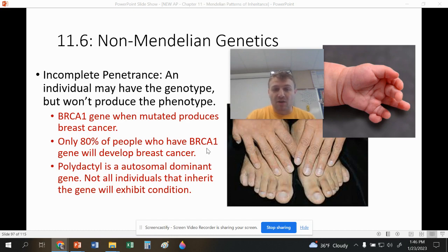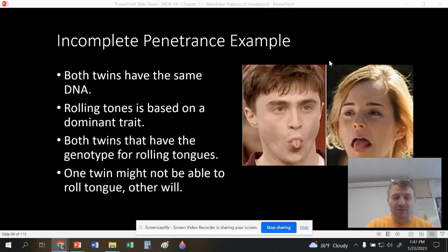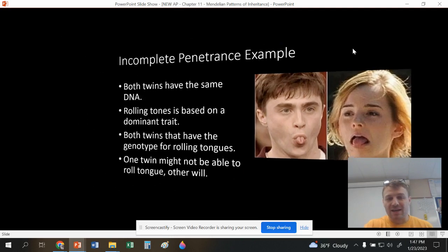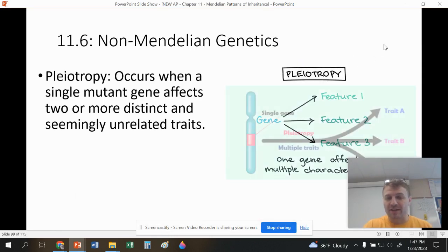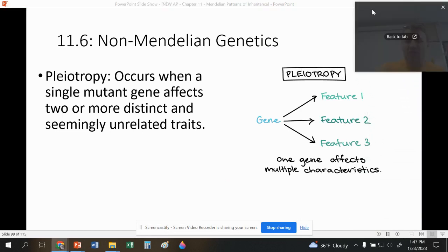So you can see the BRCA1 gene. This is when somebody will inherit this breast cancer gene, and you could have this gene and not develop breast cancer. 80% of the people who have it will develop it, but not all of them. And there's a lot that goes on with this. There are many factors to these genes, and I like to show this just because it's not as easy as Mendelian genetics kind of makes it seem. Tongue rolling is an example of this, where you could have the genes for it, but just not show that phenotype.